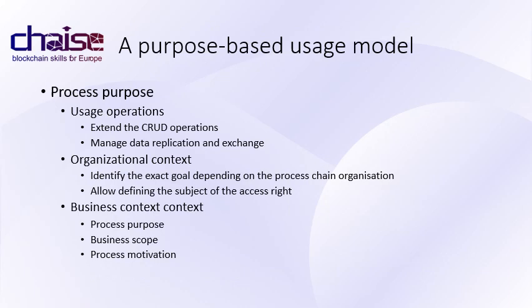To define the process purpose, we can reuse works inspired by usage-based access control. For example, we can pick the UCON ABC model defined in 2011, and you can find the reference in the lecture notes. This model relies on a usage ontology to define rights that are associated with basic usage operations, namely the CRUD, create, read, update, and delete operations.